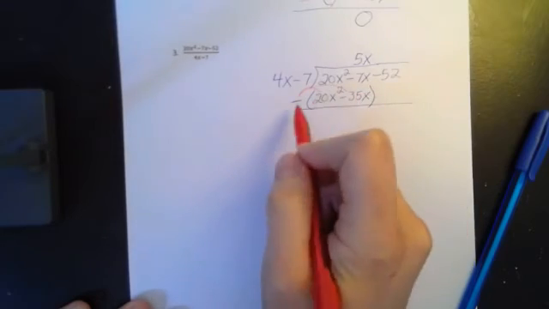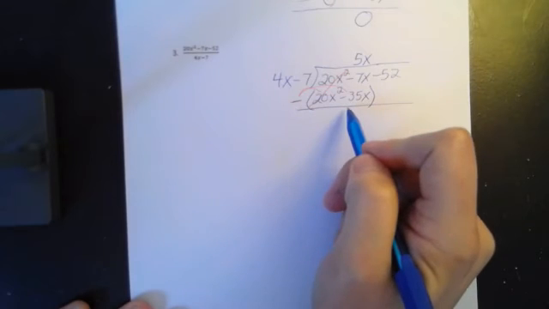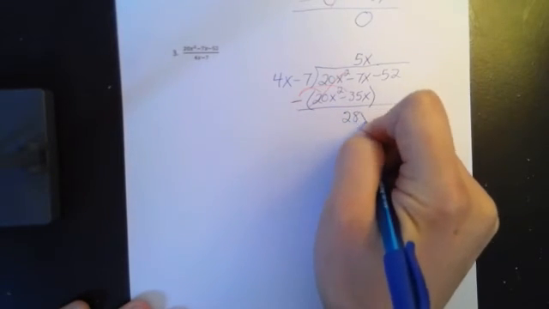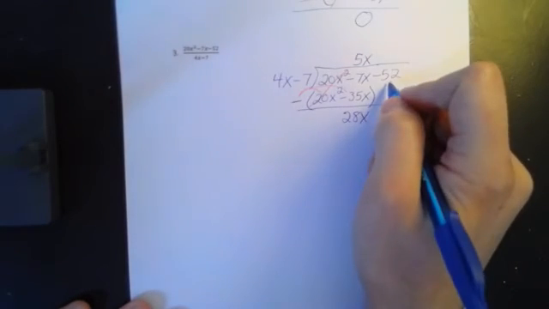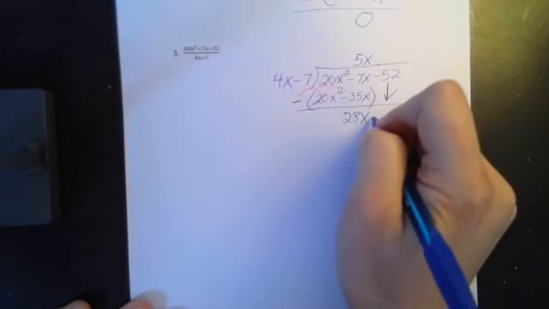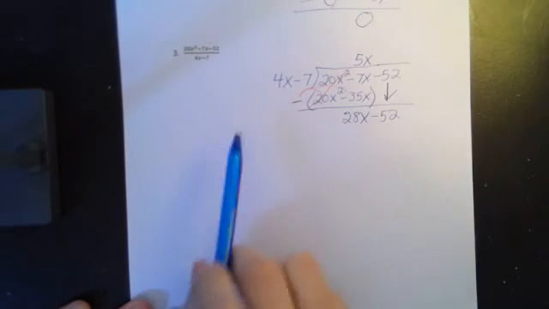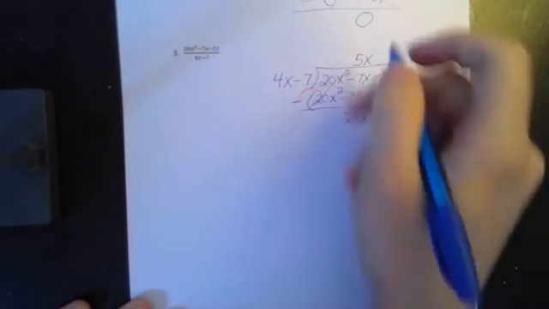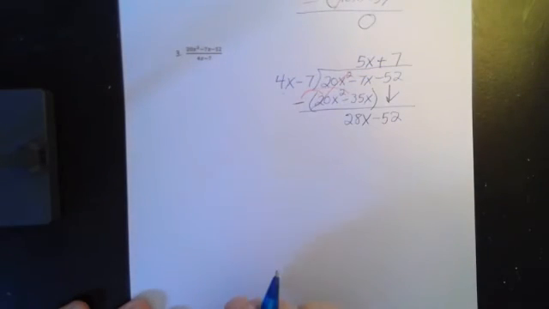So 20x squared minus 20x squared, that cancels. Negative 7x minus negative 35x is going to be positive 28x. And we're going to bring down our negative 52. And we want to figure out what we multiply 4x by to get 28x. 4x times 7 equals 28x. So we're going to put a 7 here in our constant terms.